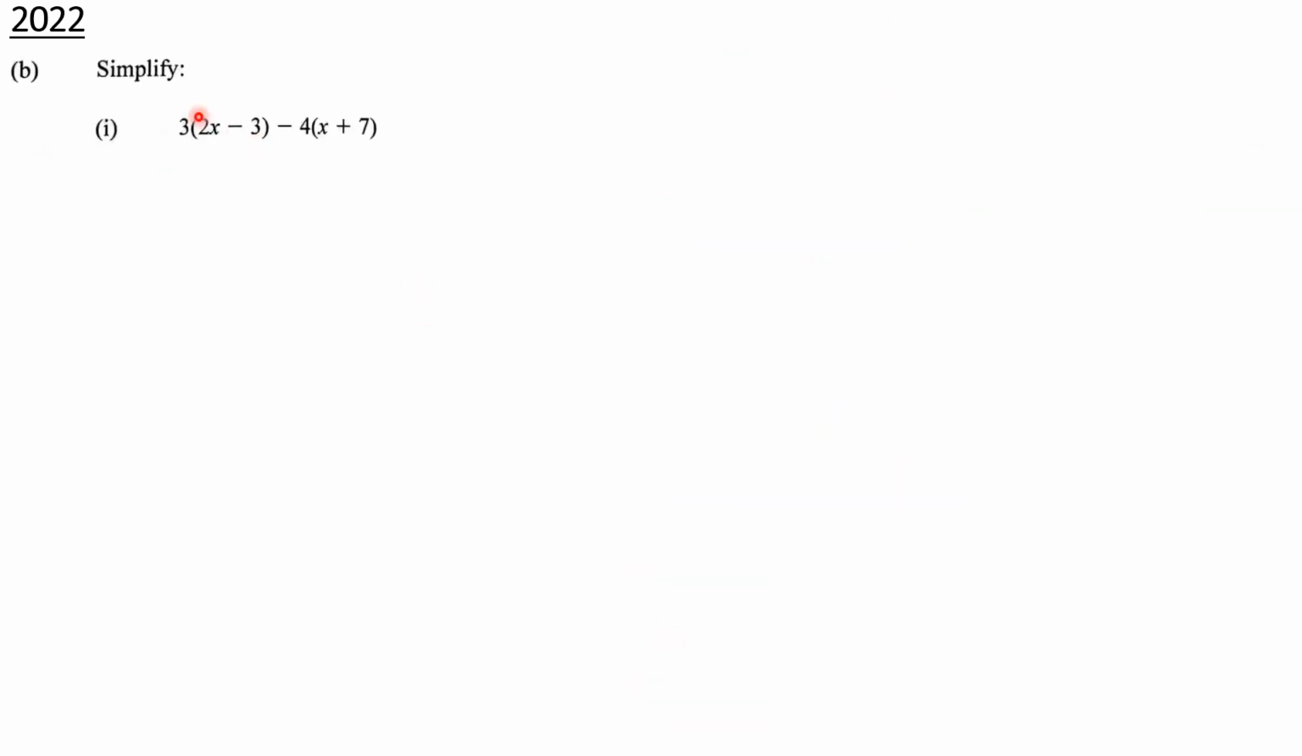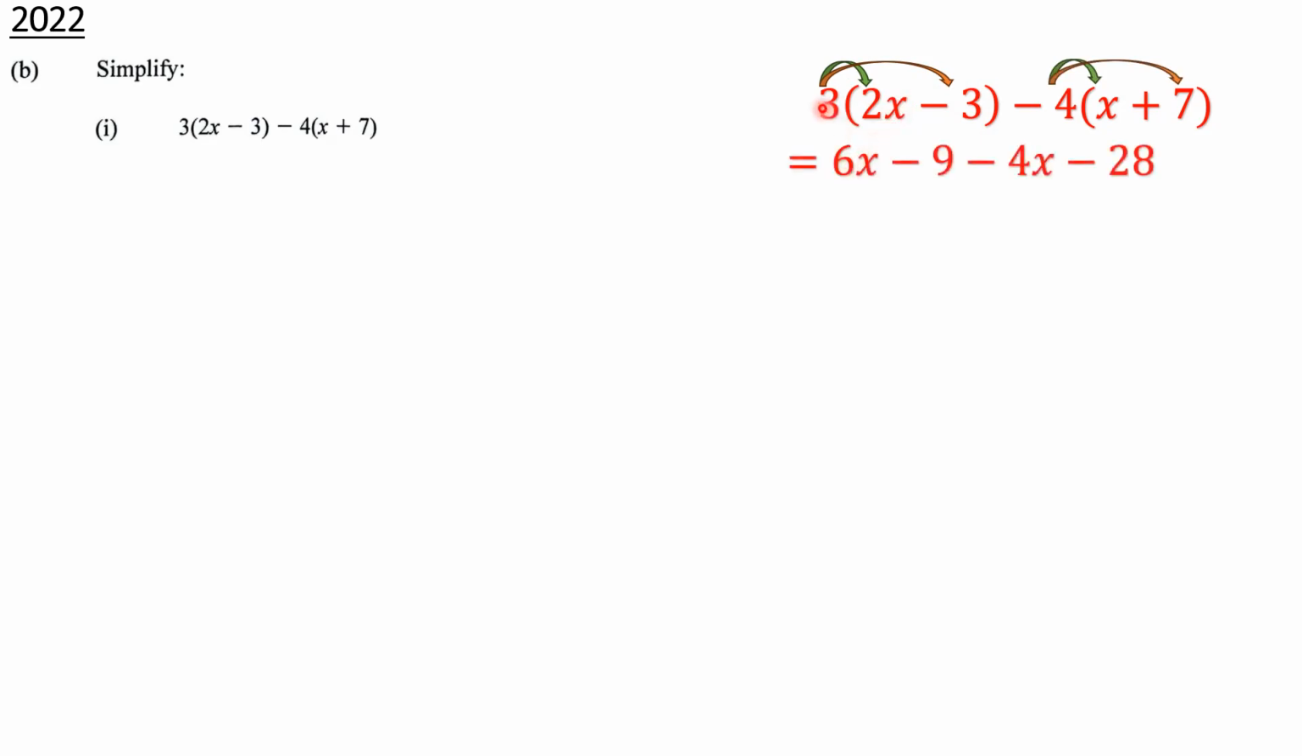Here we have the question that says simplify. We have 3 multiplied by 2x minus 3, minus 4 open bracket x plus 7. What we're going to do here is multiply the 3 times the 2x and the 3 times the negative 3. 3 times 2x is definitely going to be 6x. And 3 times 3 is definitely 9. We keep the negative sign. Negative 4 multiplied by x is negative 4x. And negative 4 multiplied by 7 is definitely going to be 28.